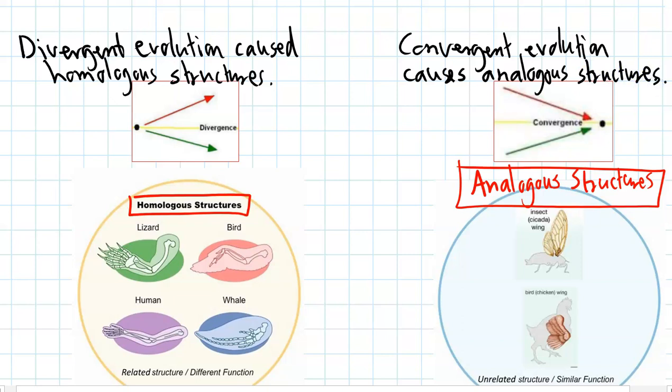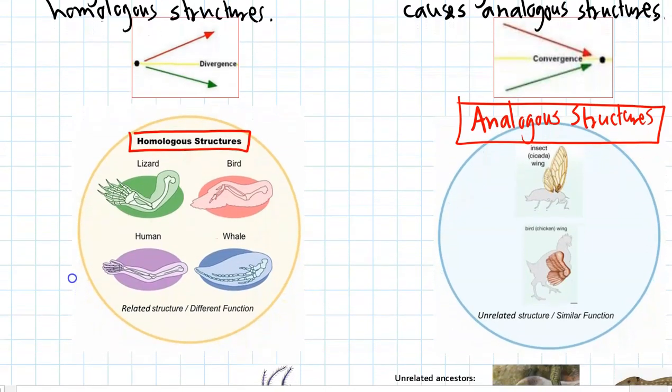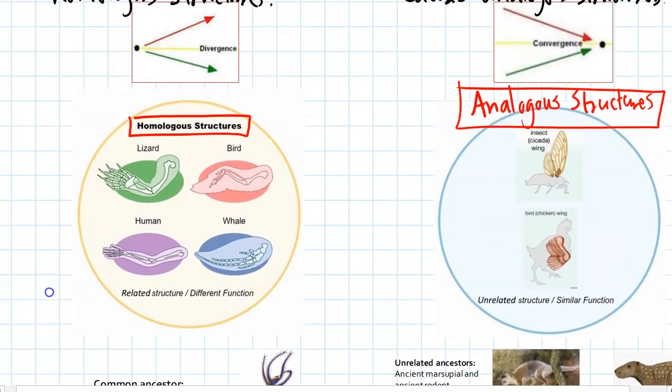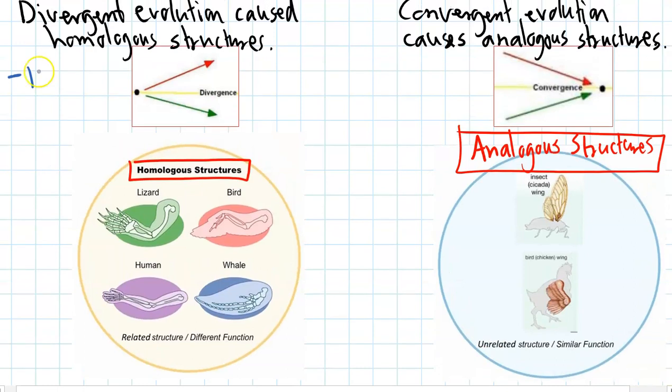So when I talk about structures, I mean physical traits that organisms have, or they can be behavioural too. Normally we're talking about physical parts of the body of the species. So homologous structures, these structures are related, and they come from a common ancestor, just like the species did. So homologous structures are related by a common ancestor, CA.